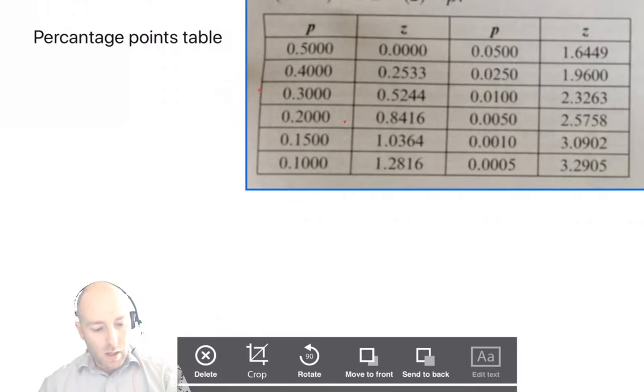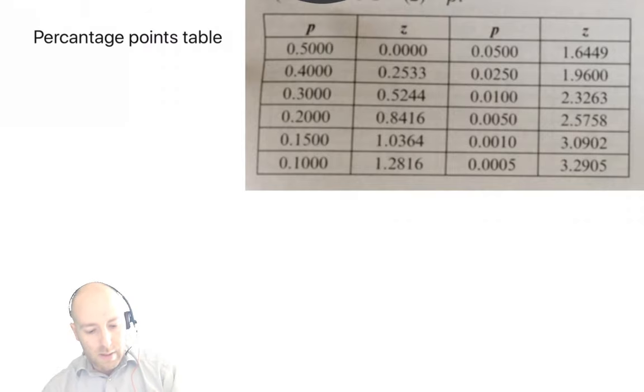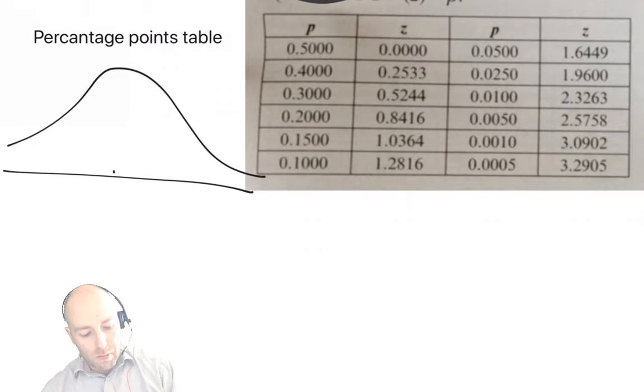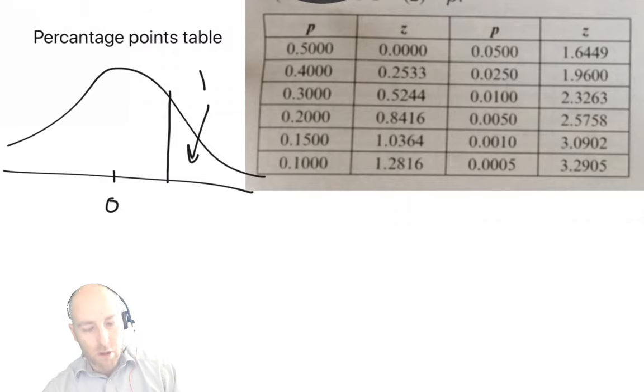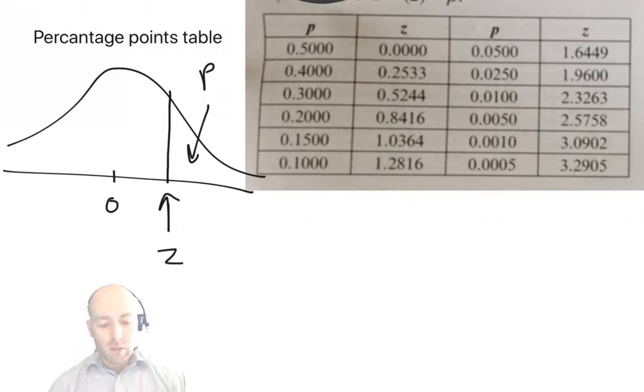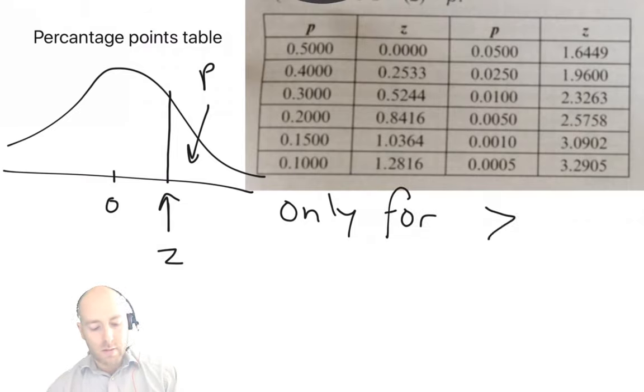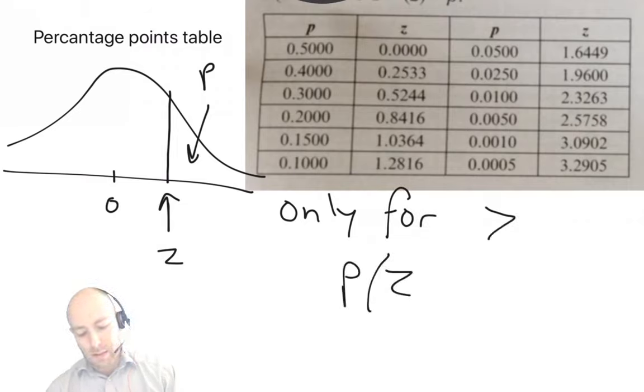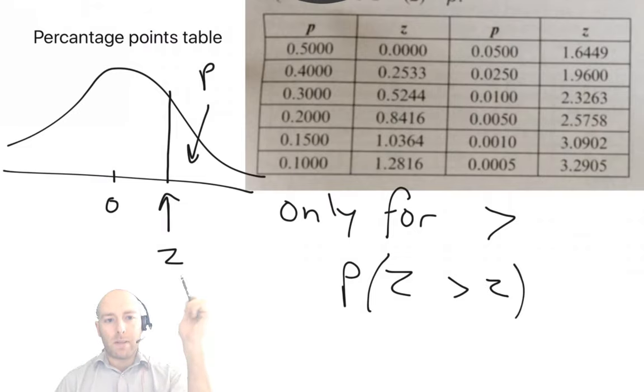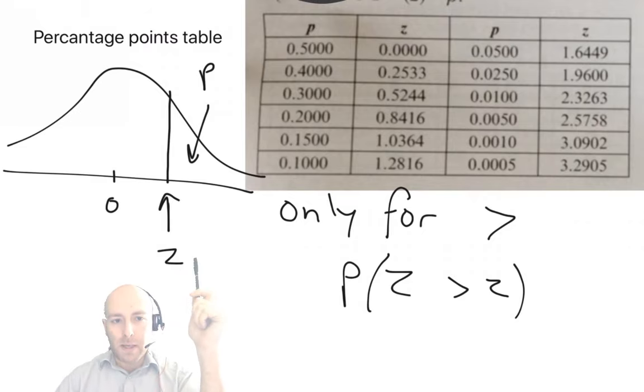Yeah, cool. All right, so in other words, if I sketch a distribution with mean zero, and you know this probability here, this is p, you can go to the table and you can find z. So the table only works for greater than, so for the probability Z is greater than z. And that's why the probability here is above our z value. So if you know the probability of being more than your value, you go to the table.